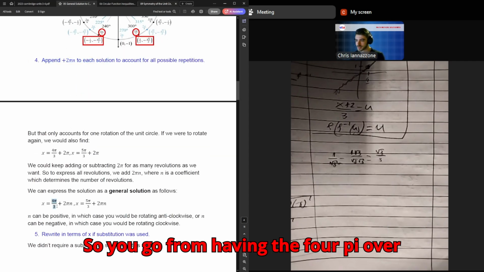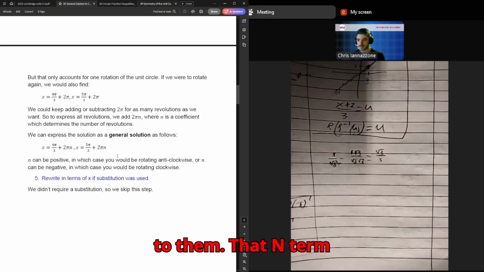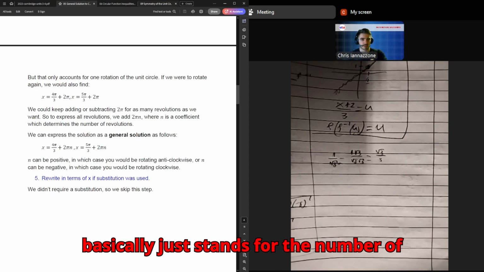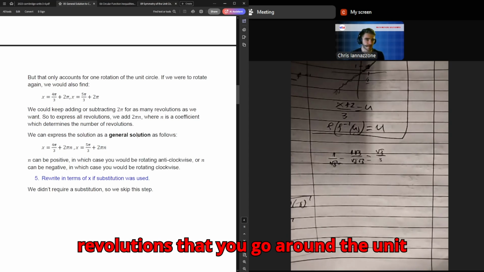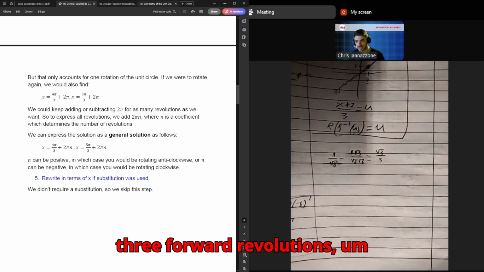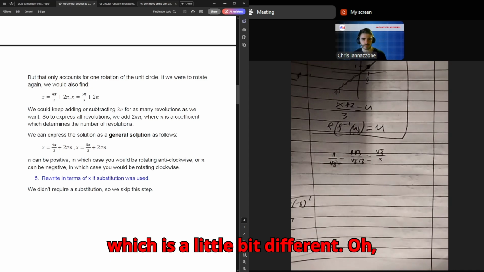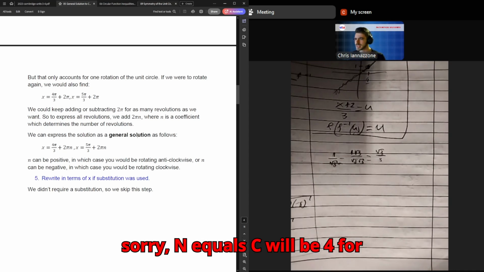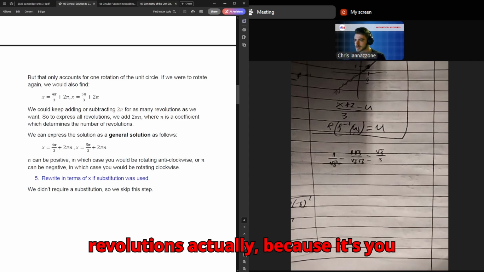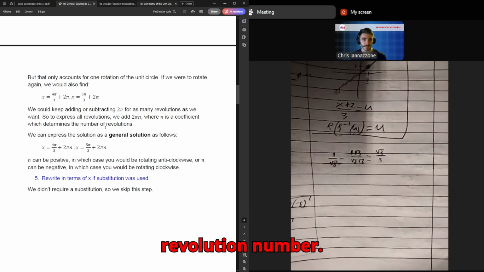So you go from having the 4 pi over 3 and the 5 pi over 3 to now having both of those with a 2 pi n added to them. That n term basically just stands for the number of revolutions that you go around the unit circle. So n equals 3 would mean 3 forward revolutions, and you can also pick -n as well, which is a little bit different. Oh, sorry, n equals 3 will be 4 forward revolutions actually, because you got this initial one. Anyway, point being, it's basically a stand-in for the revolution number.